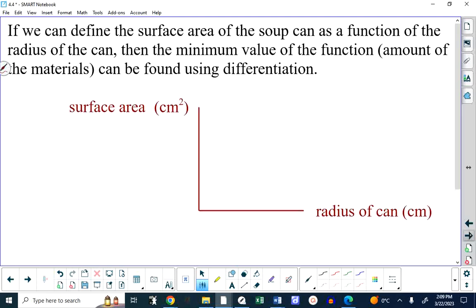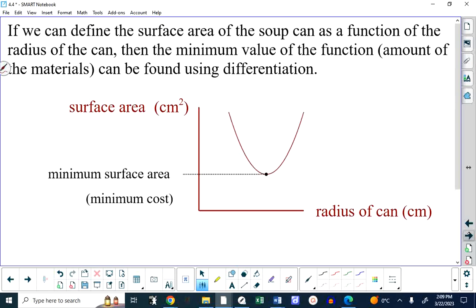If you can come up with a formula that says area, I use A instead of SA, area equals, and then there's a function of r, then you can find dA/dr and set it equal to 0 and determine where that minimum is. Right? That point is going to correspond to the minimum surface area, but more importantly, there's what's called an optimal radius. It's the radius that you want to set your machines to build the cans to create the minimum surface area, which is minimum cost.